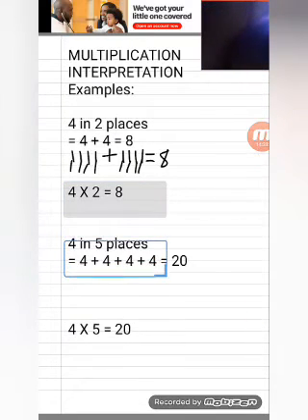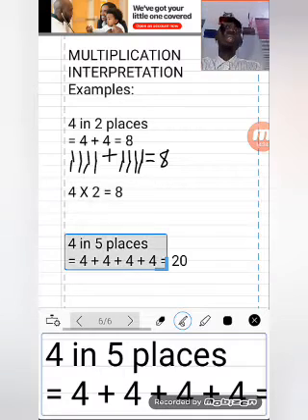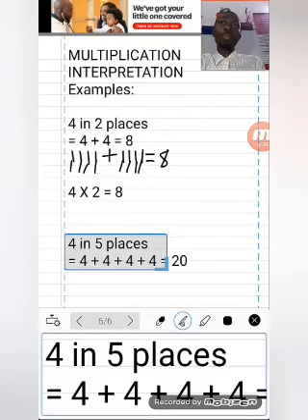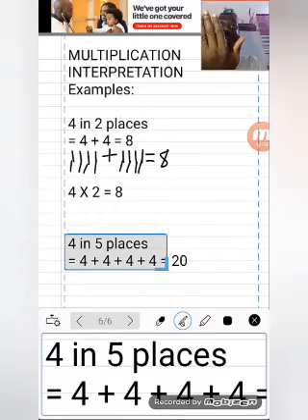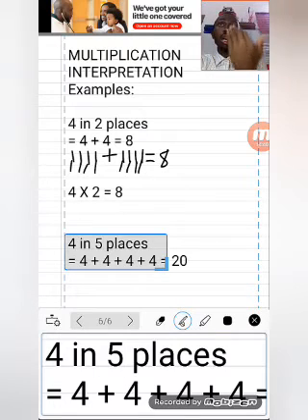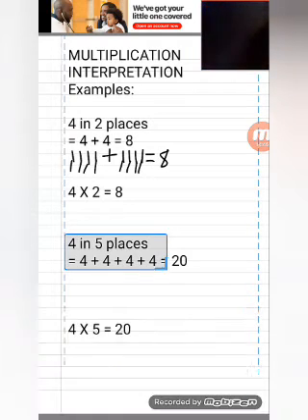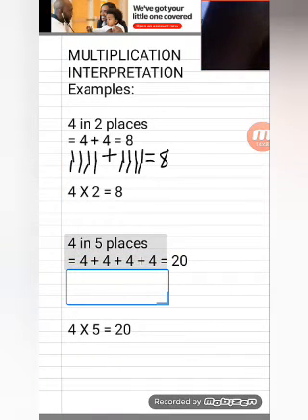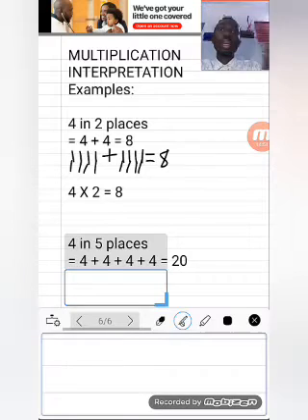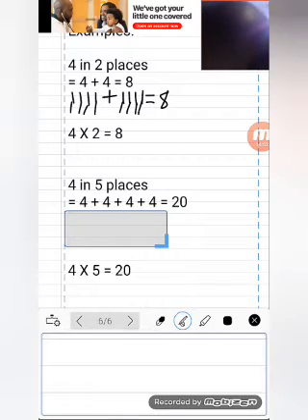So another example here is 4 in 5 places. What does it mean? It means 4, another 4, another 4, another 4, another 4. So 4 in 5 places would give us 20. Let's prove that with our strokes to show that 4 in 5 places will give us 20.